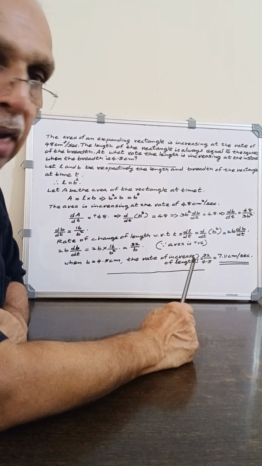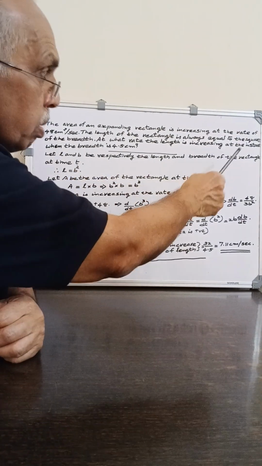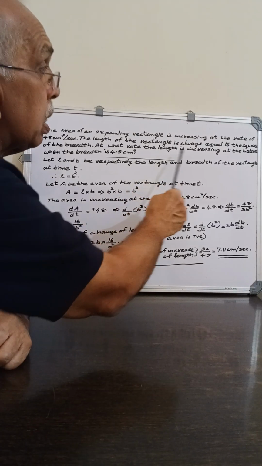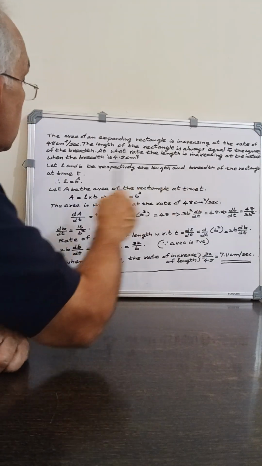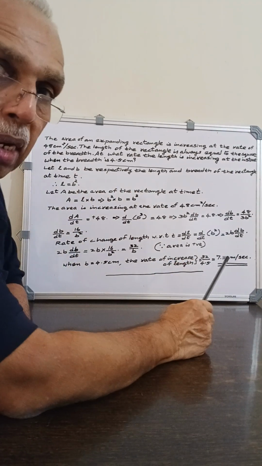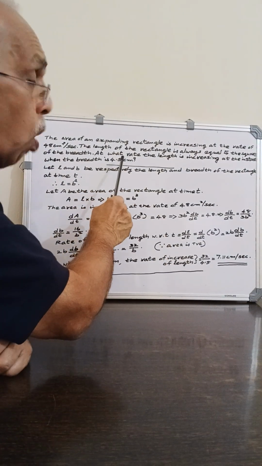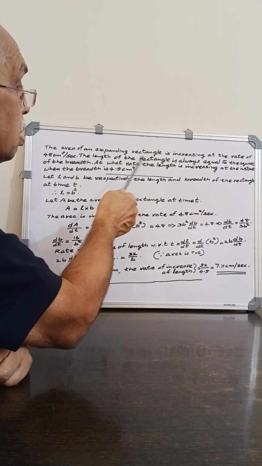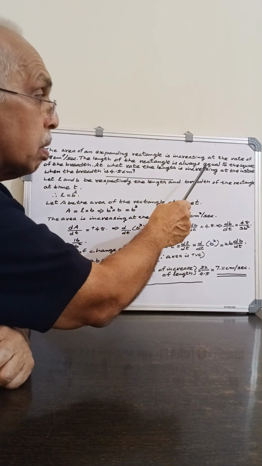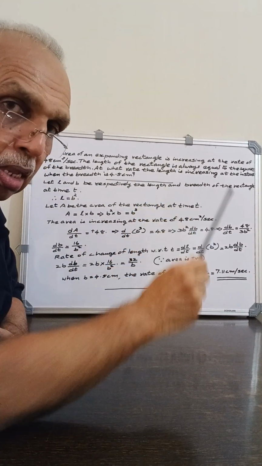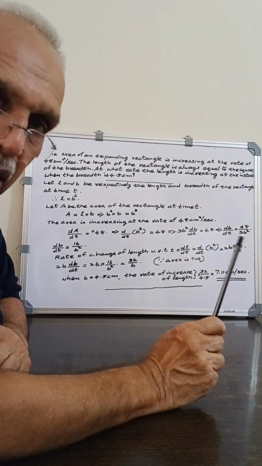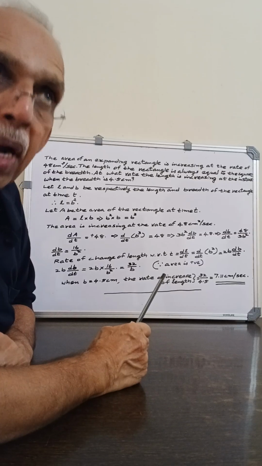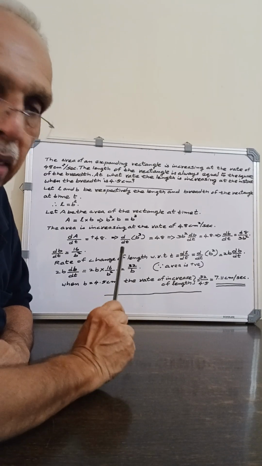Applications of differentials, and we have to analyze the question first. At what rate is the length increasing at the instant when the breadth is 4.5 centimeters? That means the breadth is fixed at that instant. According to this breadth, what is the rate of increase of the length of the rectangle? That is the main thing. Therefore, we can consider length and breadth to be the main variables here.